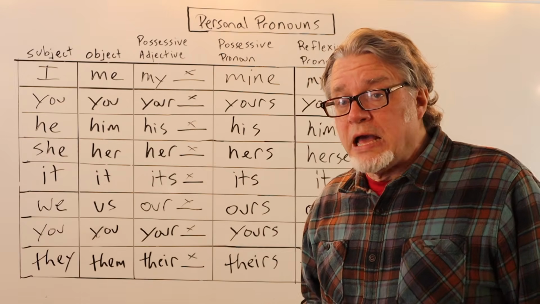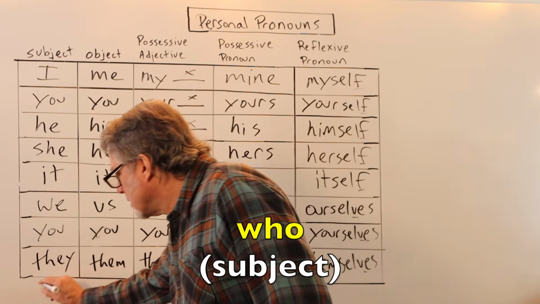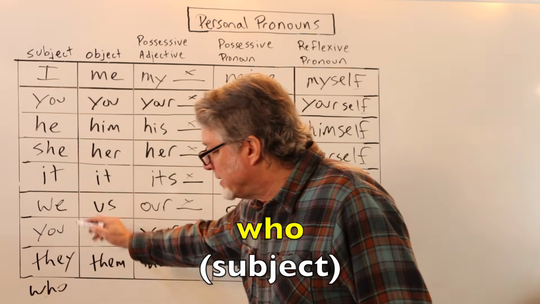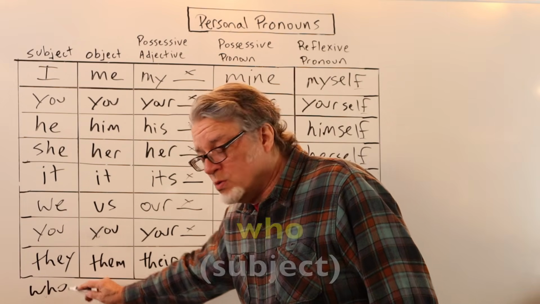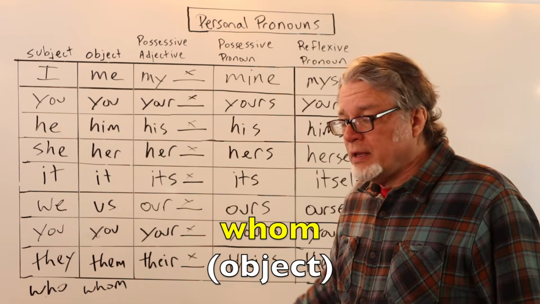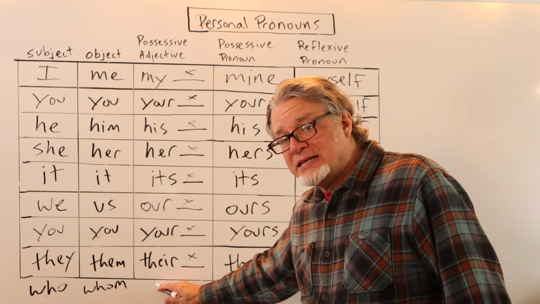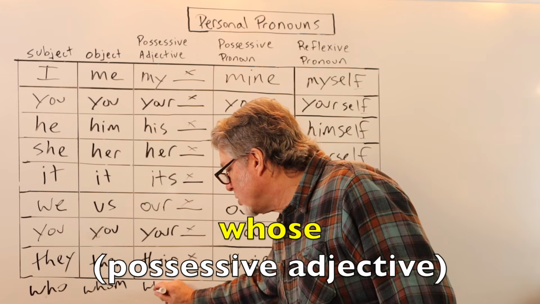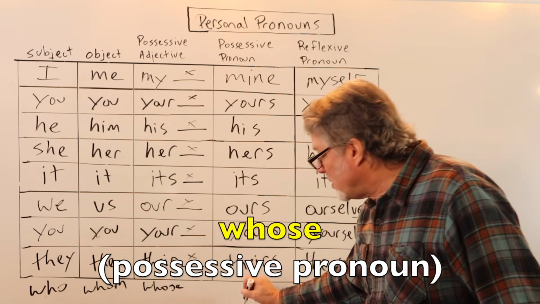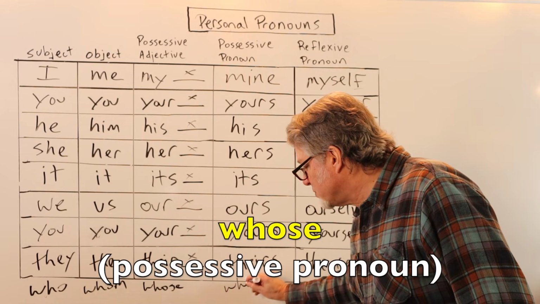There's also the pronoun who, which is used as a relative pronoun. As a subject, it's who. As an object, it's whom. As a possessive adjective, it's whose. And as a possessive pronoun, it's also whose.